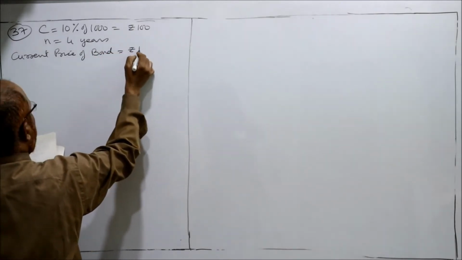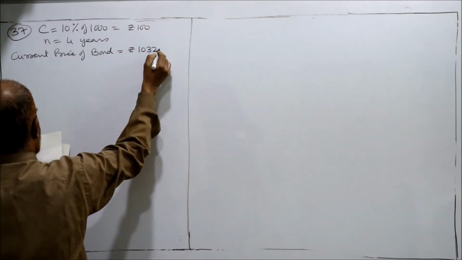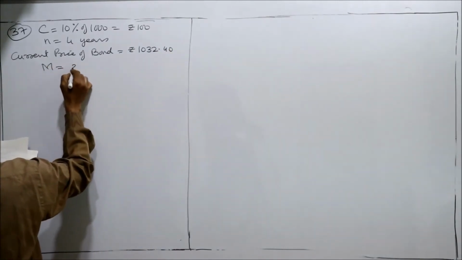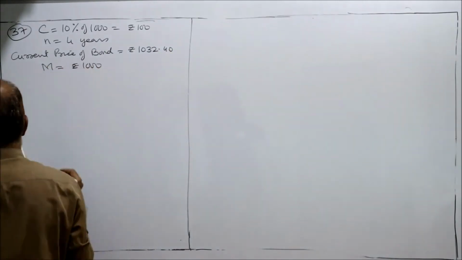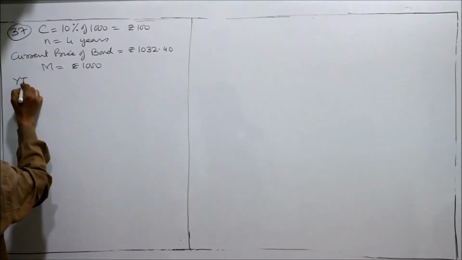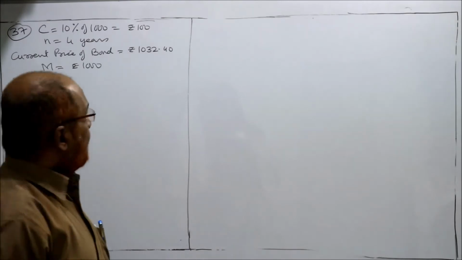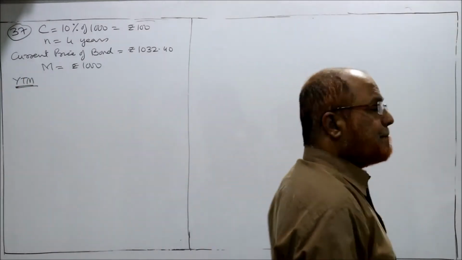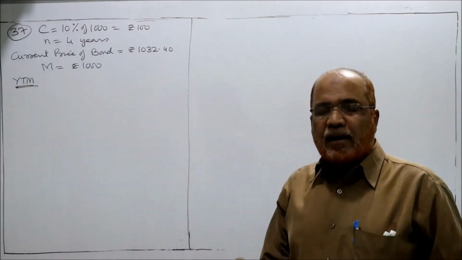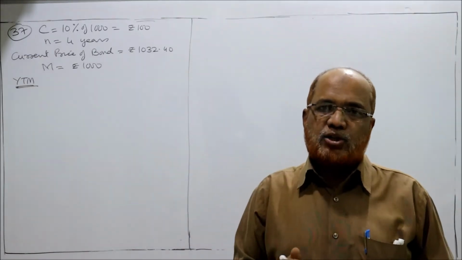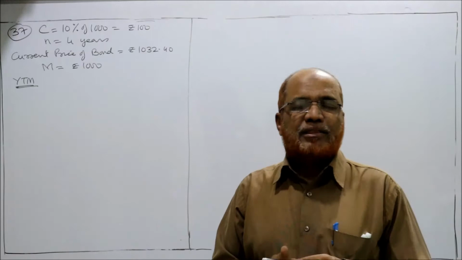Current price of bond is rupees 1032.40. Maturity value of the bond is rupees 1000. We have to calculate the YTM. See, for calculating actual YTM, we have to take a particular required rate of return, trial and error method.